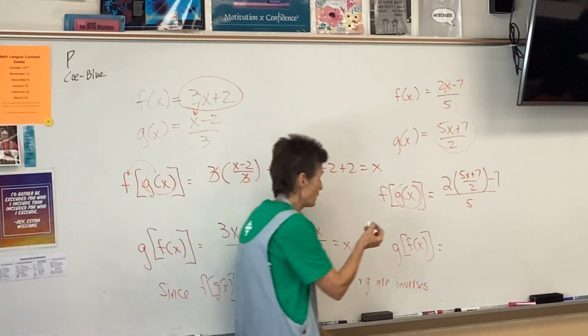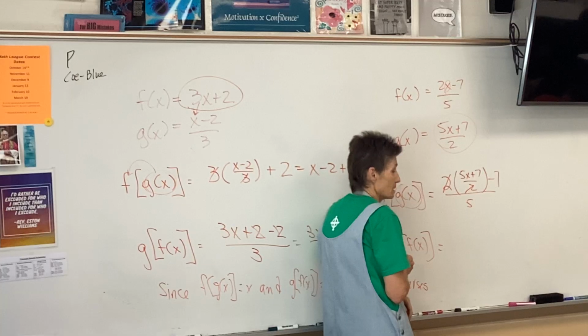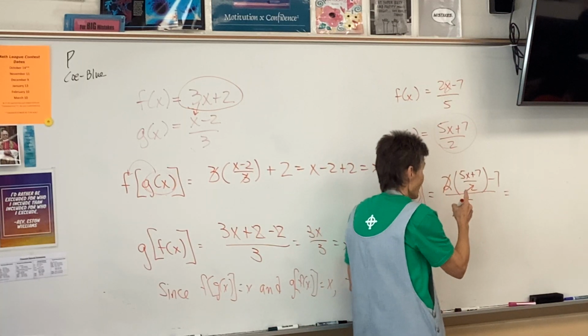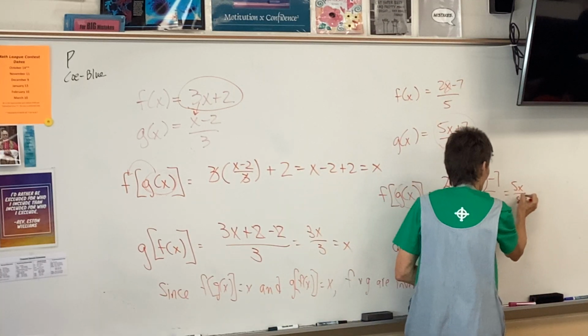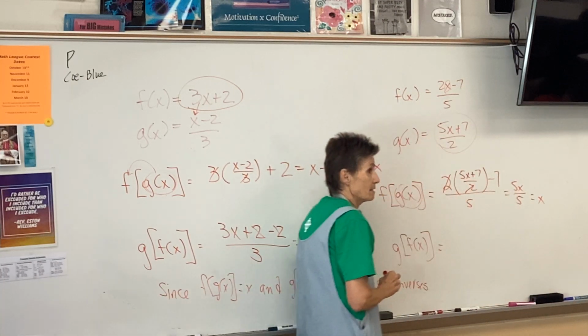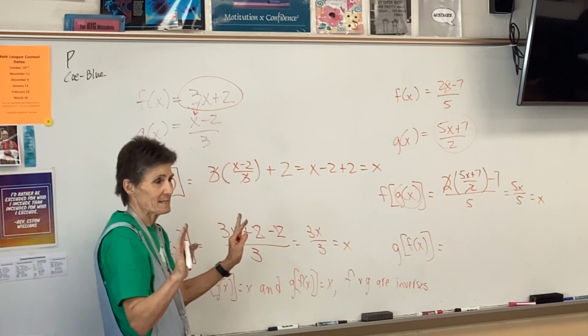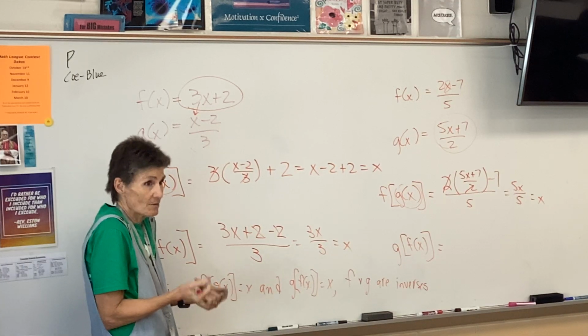What's going to happen right away? Right away, those are going to cancel. So now what do you have on top? 5x plus 7 minus 7, which is 5x over 5 is x. If they are inverses, it's always going to be simple because everything's going to cancel. If stuff doesn't cancel, then they're not inverses.